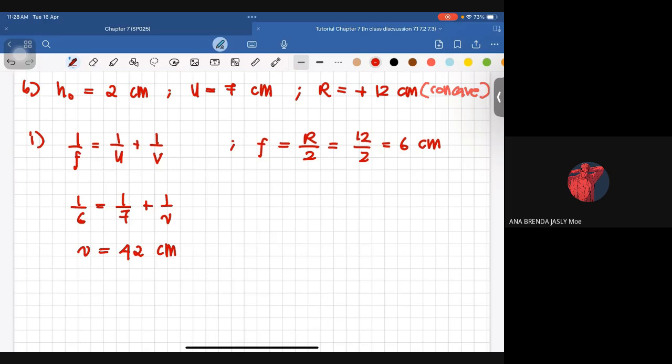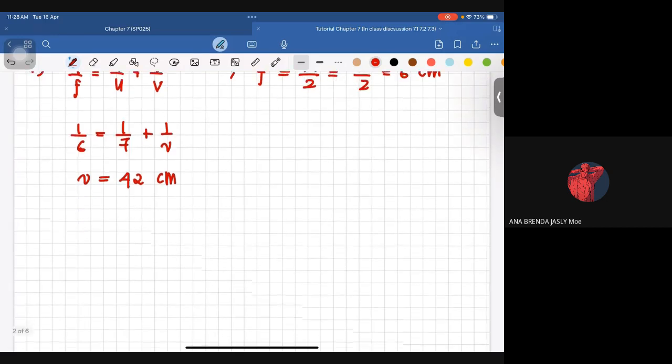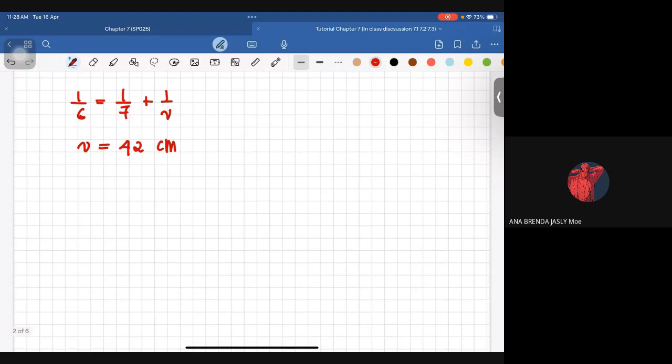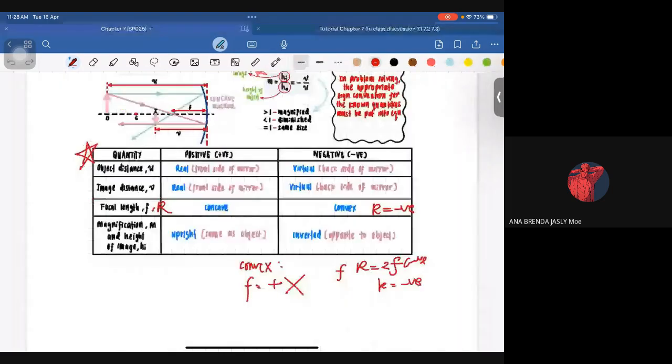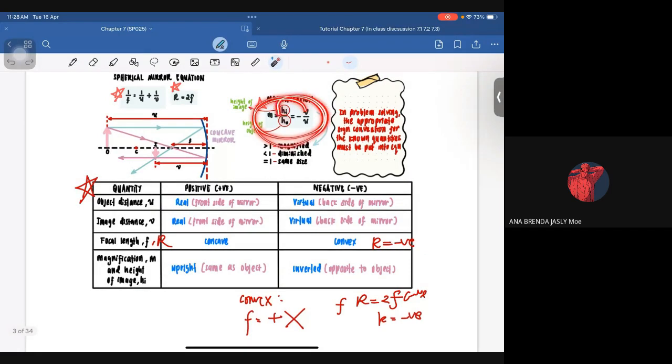Okay, next dia suruh pula kita cari the height of the image. So we can find the height of the image using magnification punya formula, which is height of image divided by height of object equal to negative V over U. That is this equation here lah. Formula yang ini kita guna.